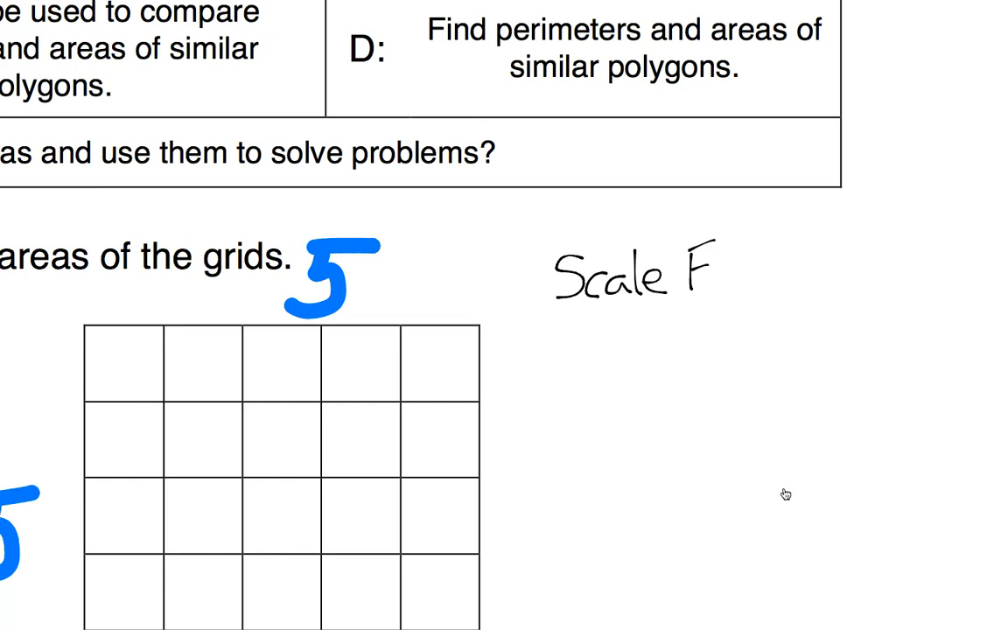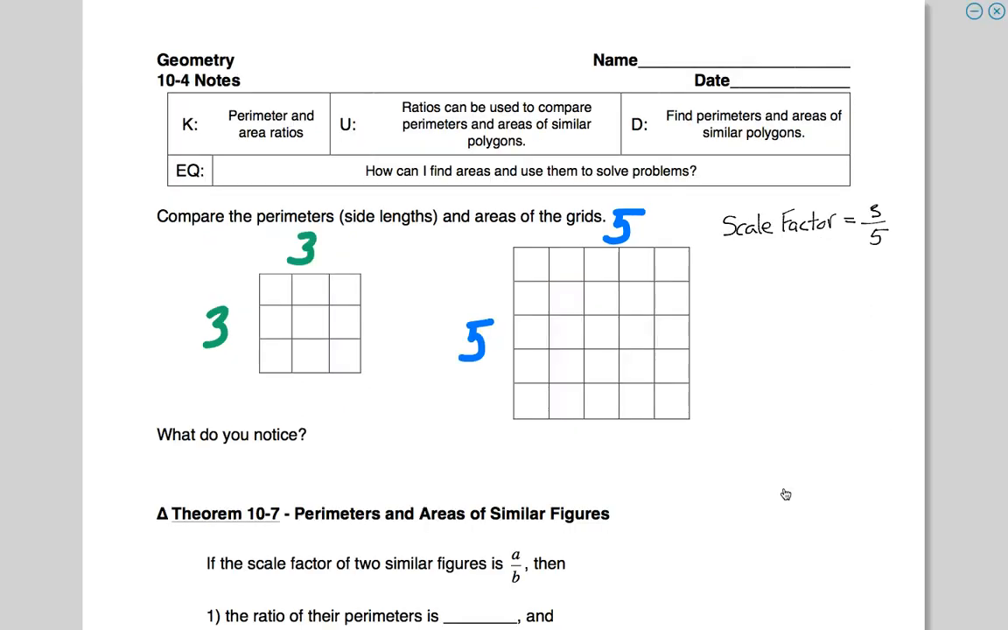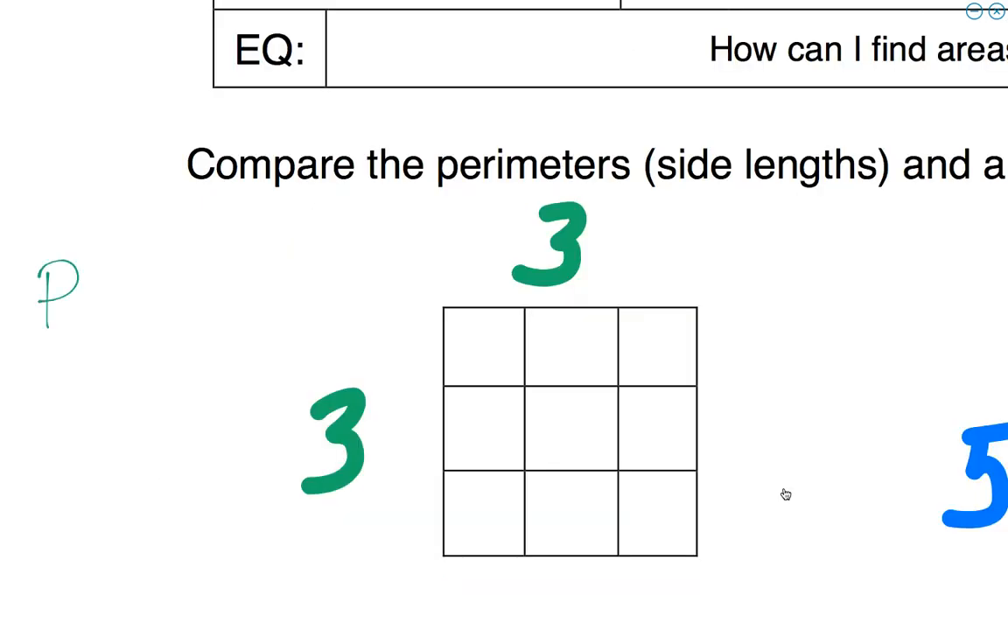and remember we find the scale factor with a ratio of corresponding sides. So the scale factor is 3 over 5. Meaning the smaller square is 3/5 the size of the bigger square. Now, what is the perimeter and the area?